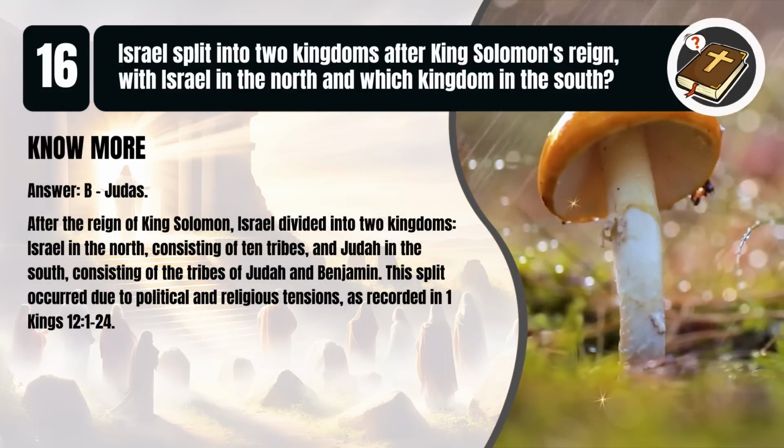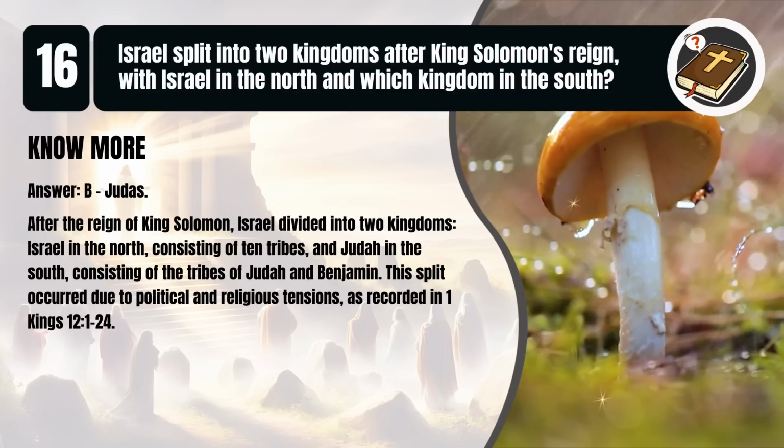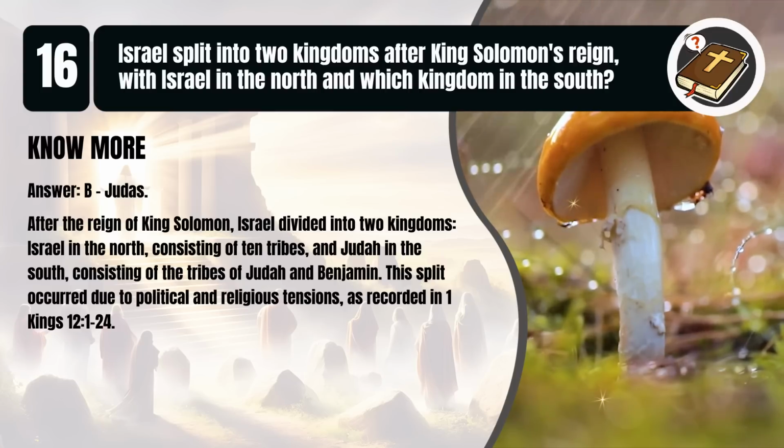That's B. Judas. After the reign of King Solomon, Israel divided into two kingdoms, Israel in the north, consisting of 10 tribes, and Judah in the south, consisting of the tribes of Judah and Benjamin. This split occurred due to political and religious tensions, as recorded in 1 Kings chapter 12, verses 1 to 24.